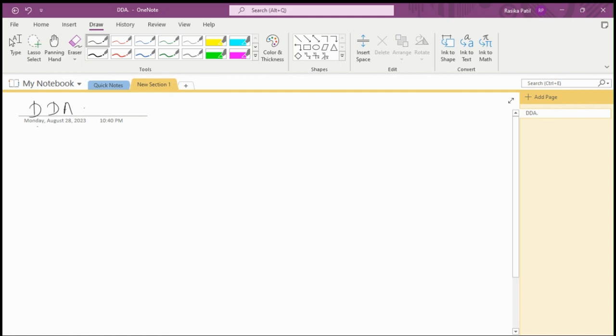So in today's lecture, we will learn about the DDA line drawing algorithm. So first, what is DDA? The DDA line drawing algorithm is the Digital Differential Analyzer algorithm. Then it has the following steps.